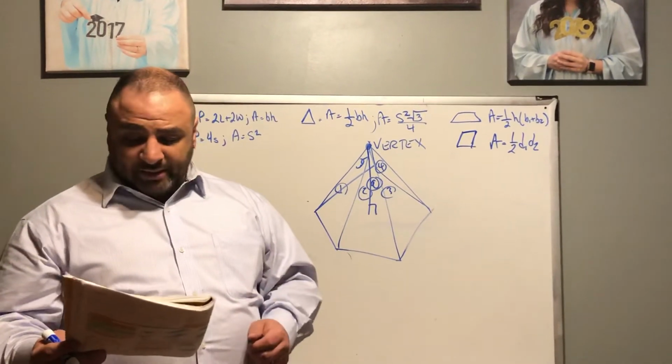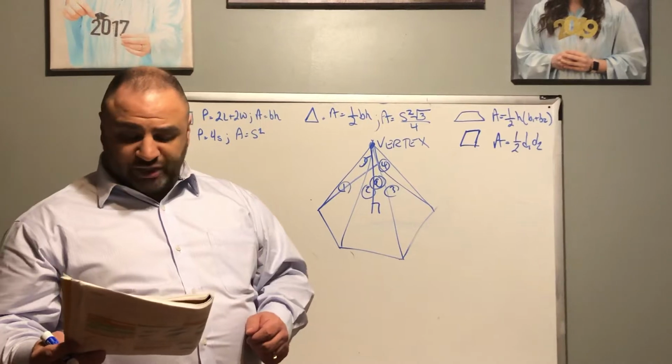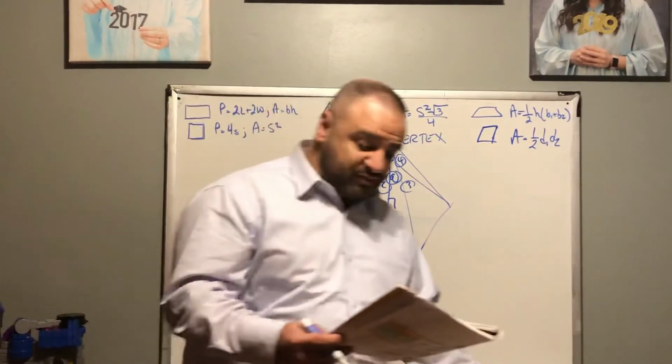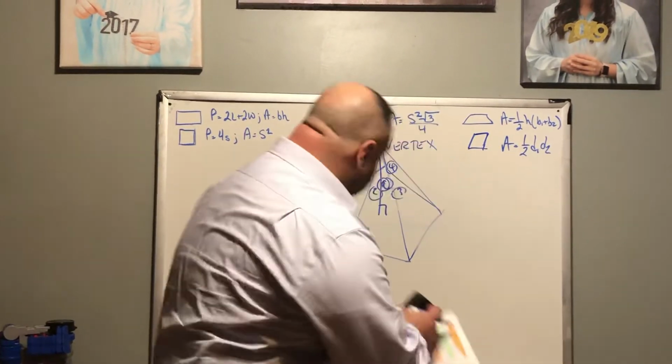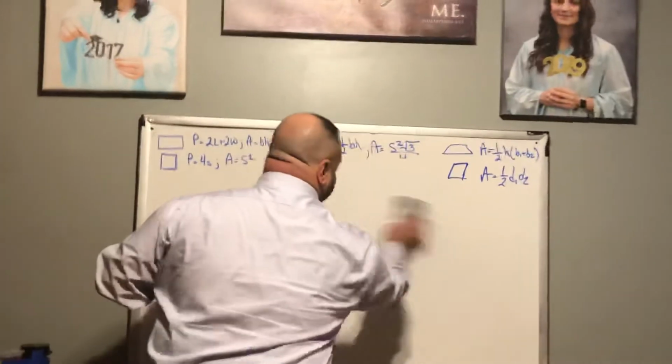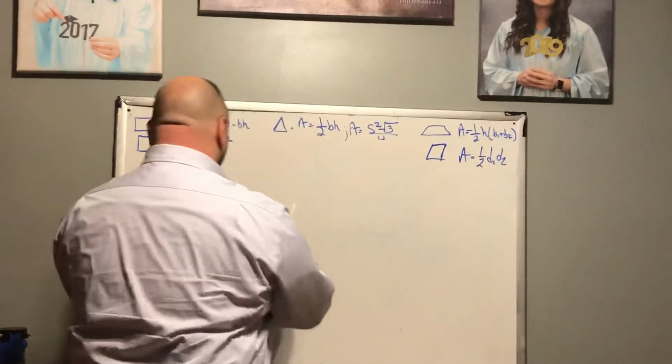So let's look quickly at the bottom of number 2, page 22 here. Name the types of prisms, the bases, and the lateral faces of each polyhedron. Okay, so let me draw the first one here.